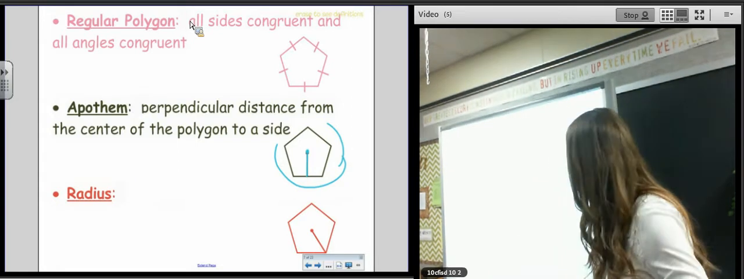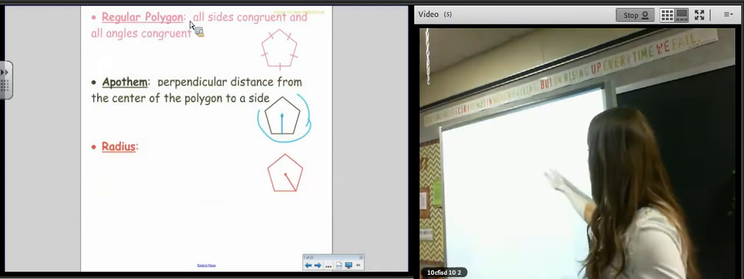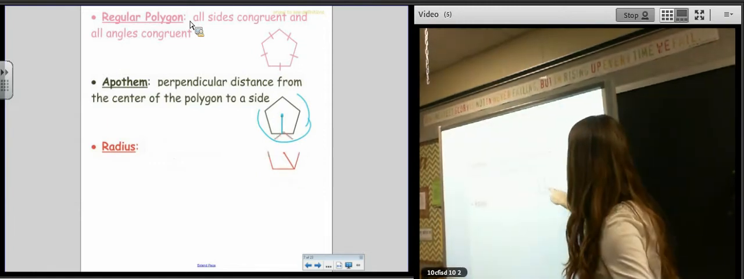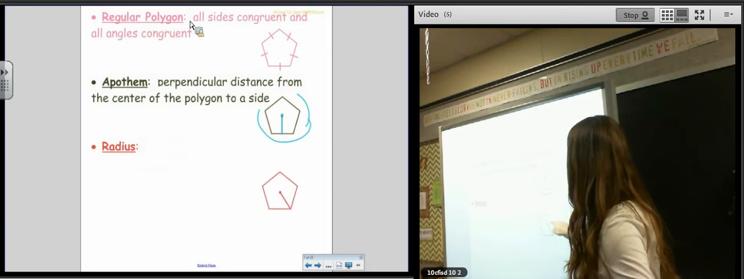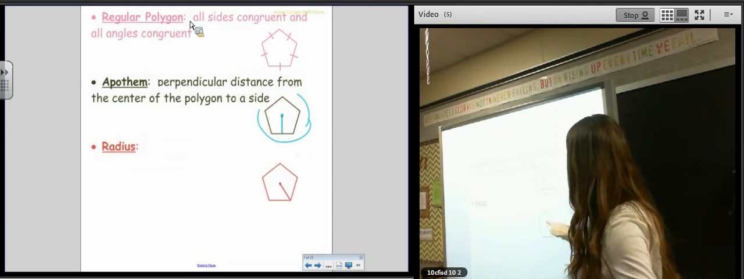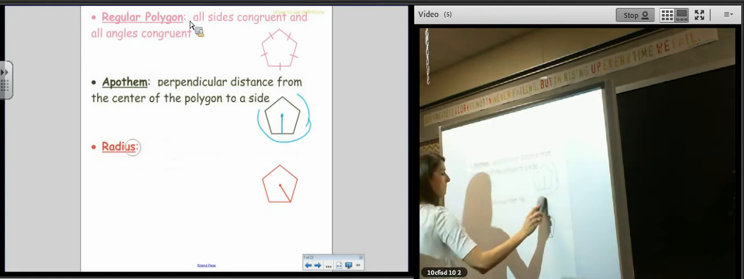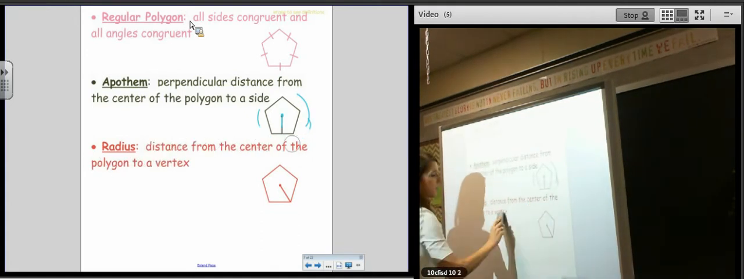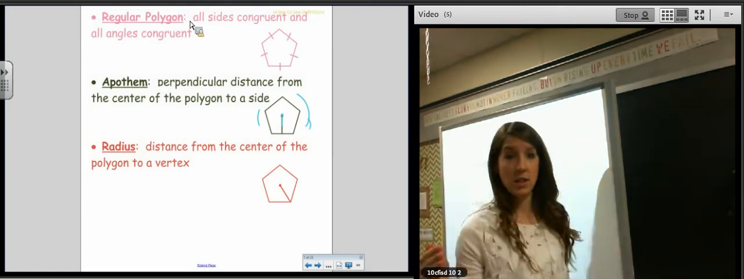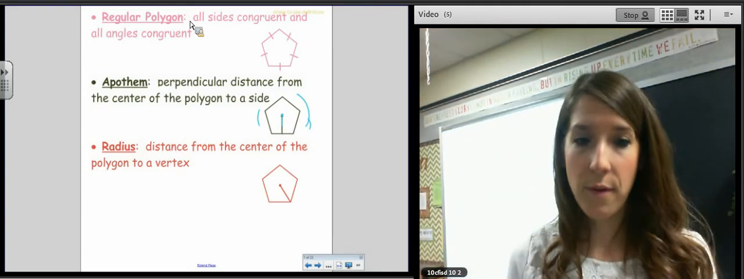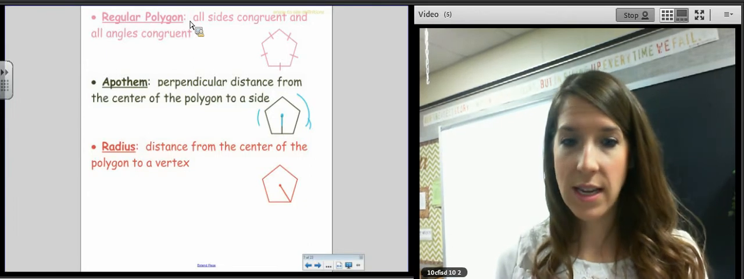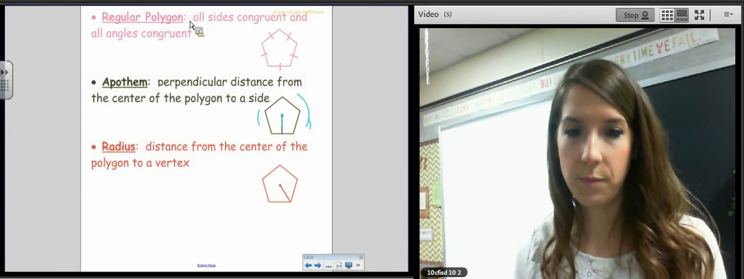And then the last word we have is radius. Take a look at the apothem and the radius. Do you see how they're different? An apothem goes from a center to a side. A radius goes from the center to a vertex. So one of them goes from the center to a side, and the other one goes from the center to a vertex. Okay? So apothem versus radius. You need to keep track of the difference between those two. Let's keep going.